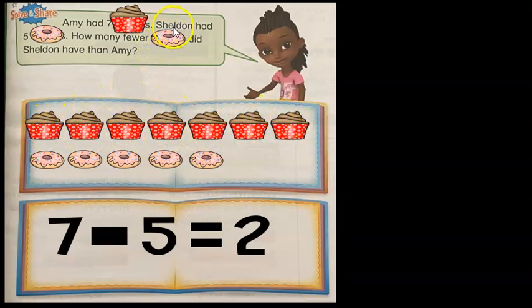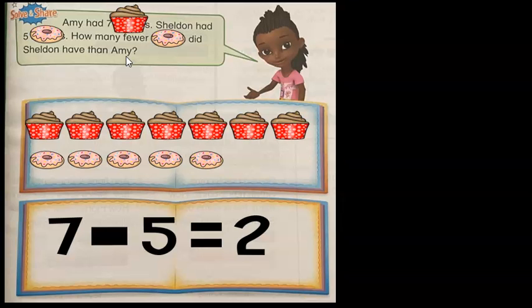Now let's keep reading. Sheldon had 5 donuts. How many donuts did Sheldon have? 5. So look down here. We have 1, 2, 3, 4, 5. 5 donuts are right here. Now the question it's asking us is, how many fewer donuts did Sheldon have than Amy? So they want to know how many donuts fewer did Sheldon have than Amy.